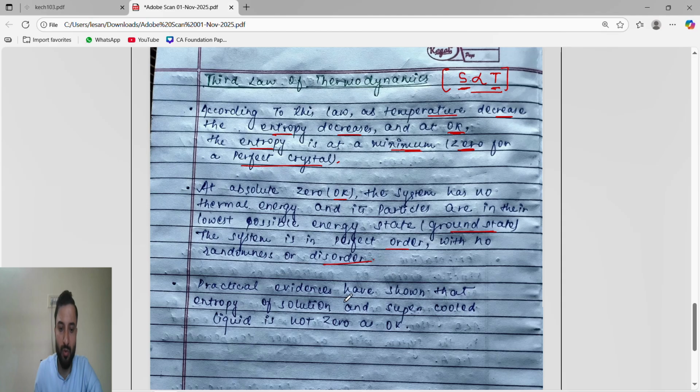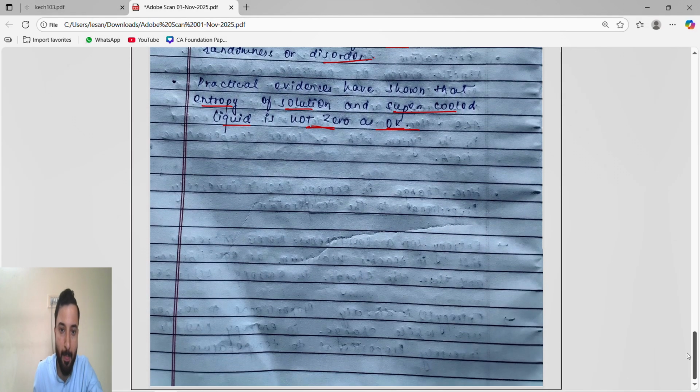Practical evidence has shown that the entropy of solution and super cooled liquid is not 0 at 0 Kelvin. Remember this. In the exam they may ask; till now they have not asked, but maybe.